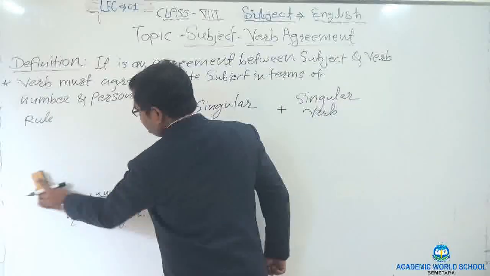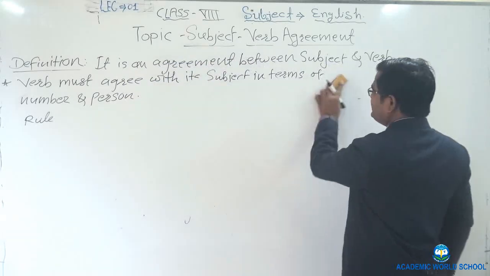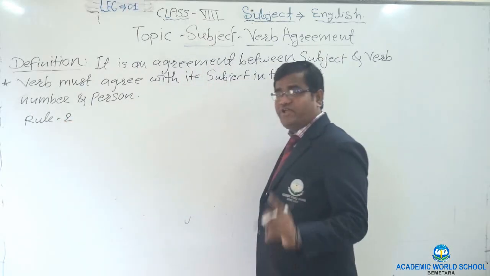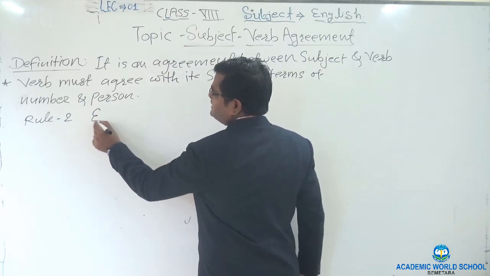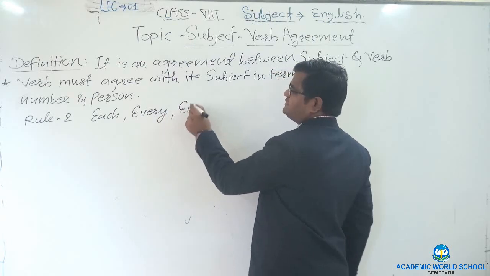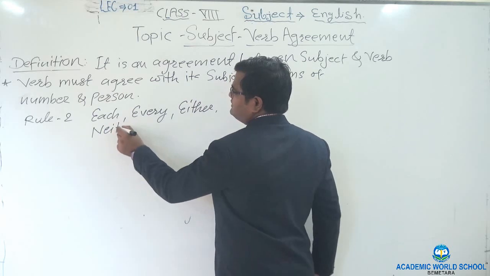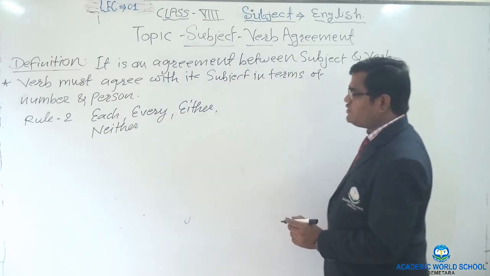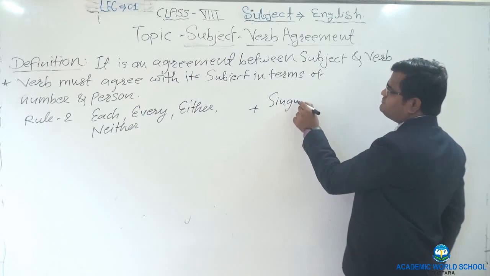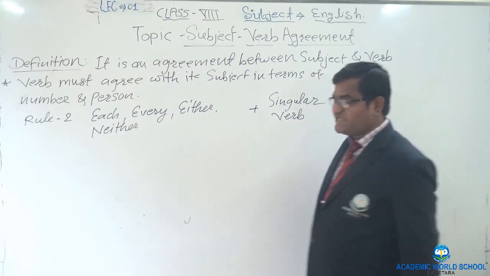Now let's see the second rule of subject-verb agreement. Rule number two: if any sentence begins with each, every, either, or neither, then what sort of verb should be used? Here also we will use a singular verb. Let's see two examples again.